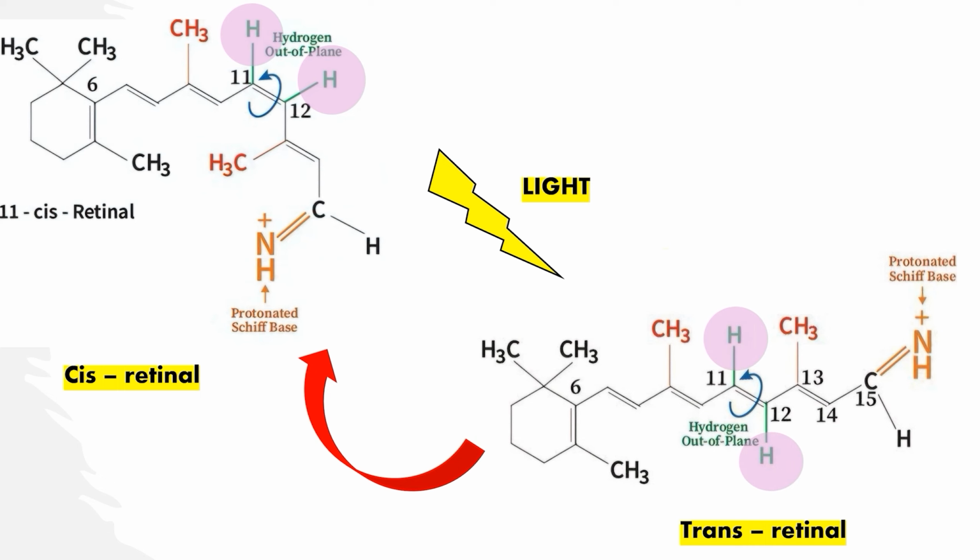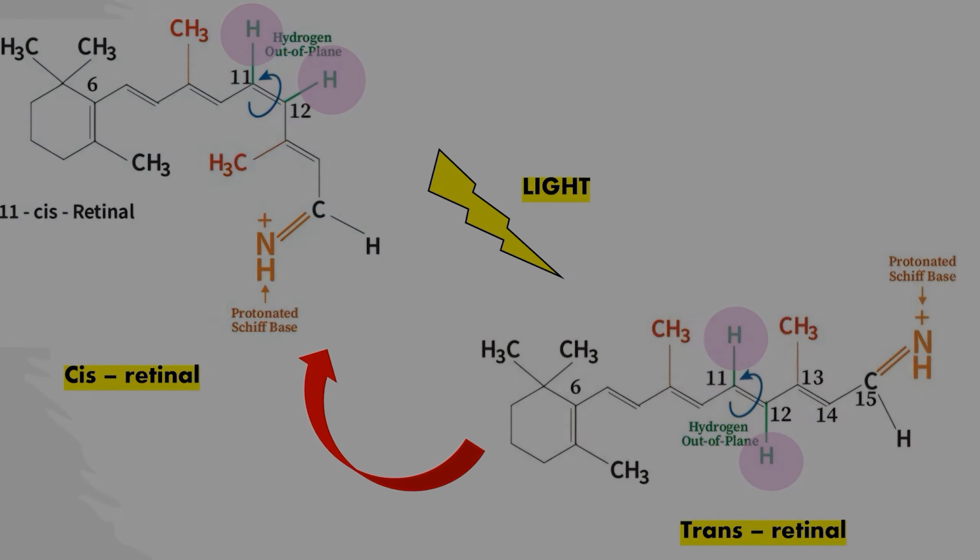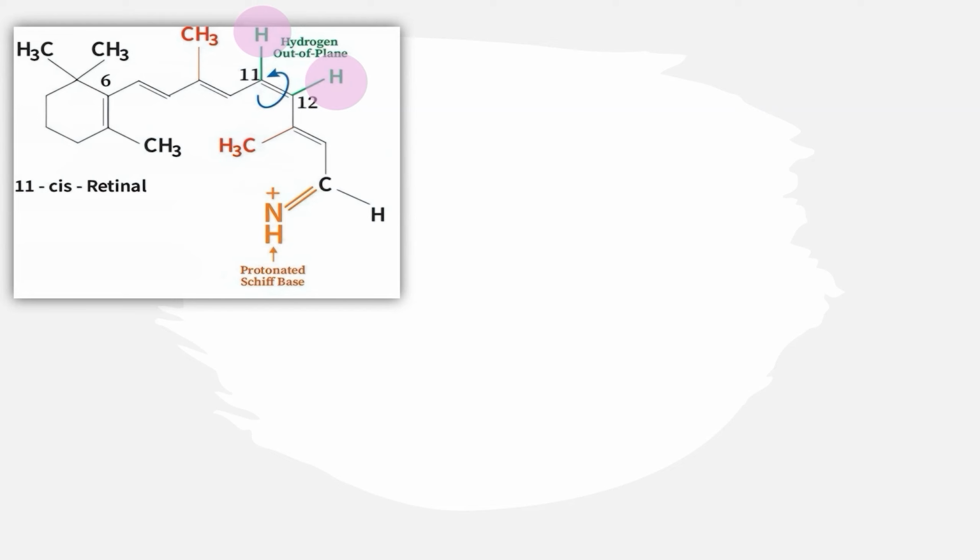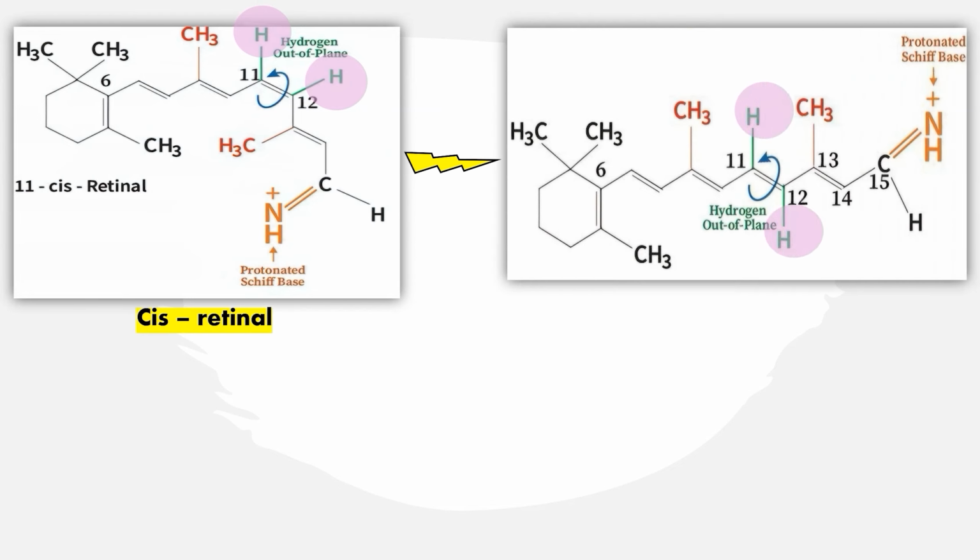This conversion from cis to trans happens incredibly fast, in about 200 femtoseconds, almost instantly after absorbing a photon of light. And this rapid transformation is an example of isomerism, which is exactly what we are diving into today. Here you can see cis-retinal. In the presence of light, it converts into the trans-retinal.